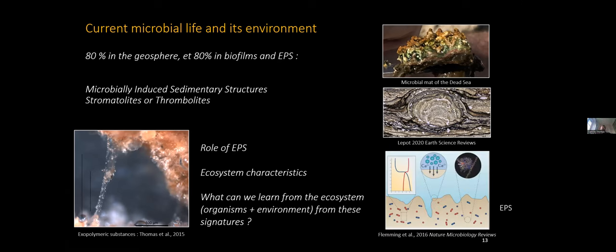So better understanding how life develops and what these structures can actually record is important for us to understand past ecosystems, how organisms developed in the past and what the environments were like in the past. But we don't really know what these EPS actually record.